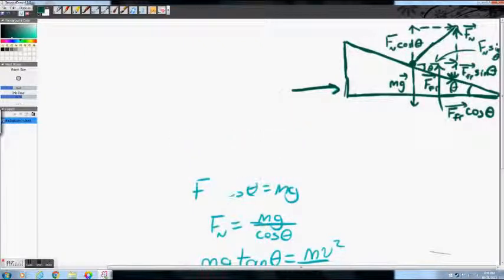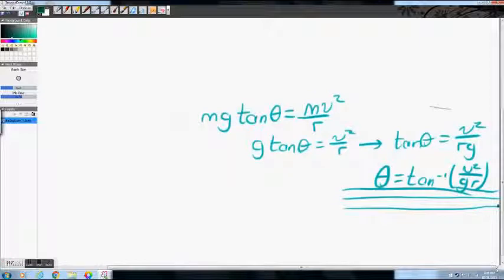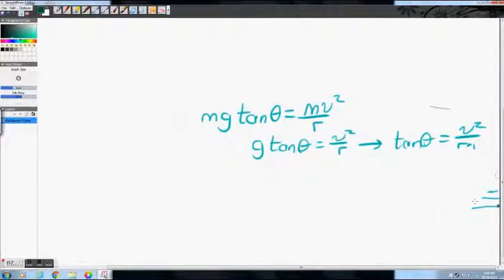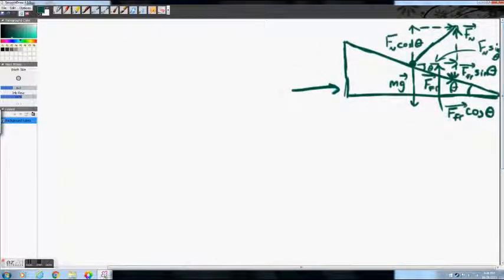And what we have is Fn sine theta as well as friction acting downslope. The components of that friction will be here: Fr sine theta, Fr cosine theta, and yeah, that looks good.